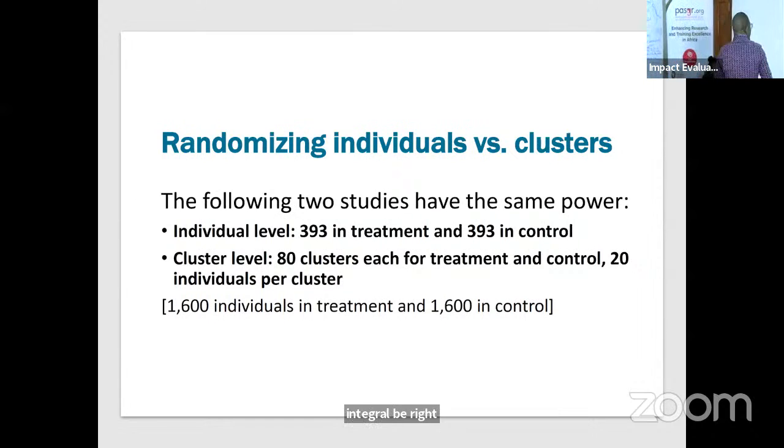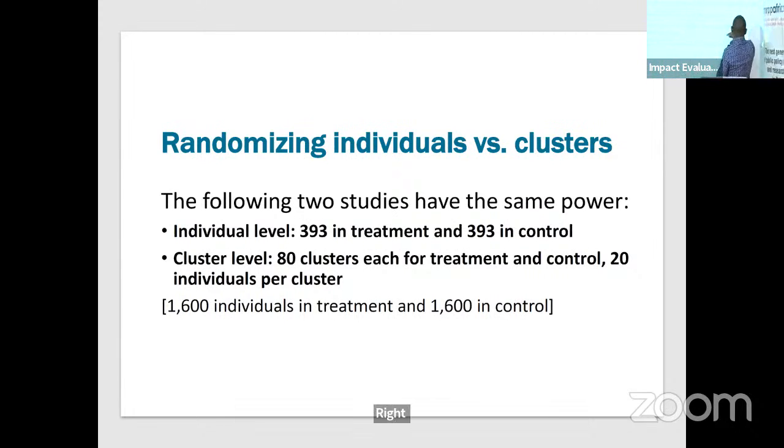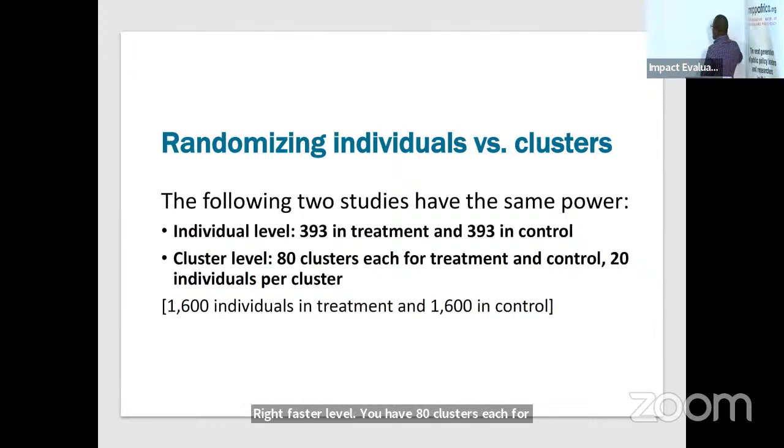Okay. So here you have individual level, 393 in treatment and 393 in control. What's the total here? 786, right? Cluster level, you have 80 clusters each for treatment and for control, and 20 individuals per cluster.